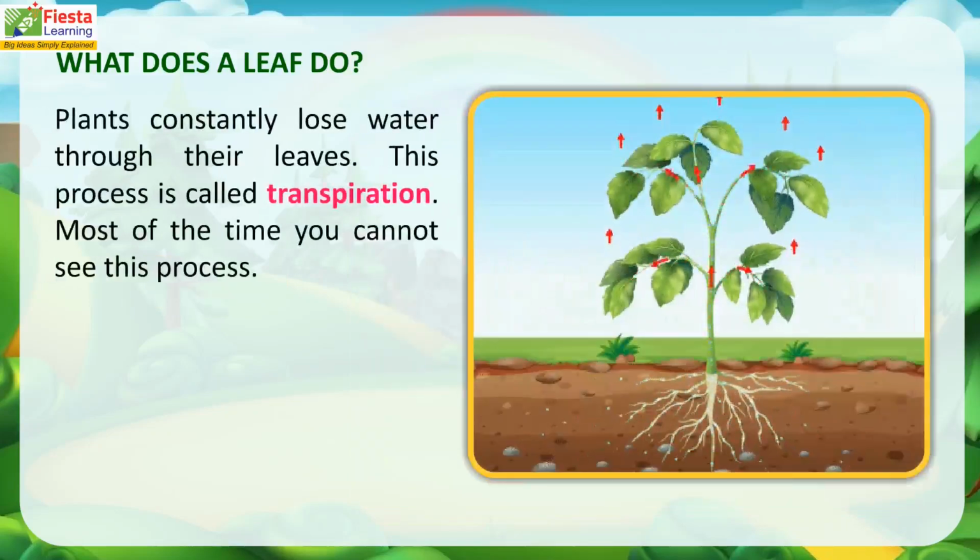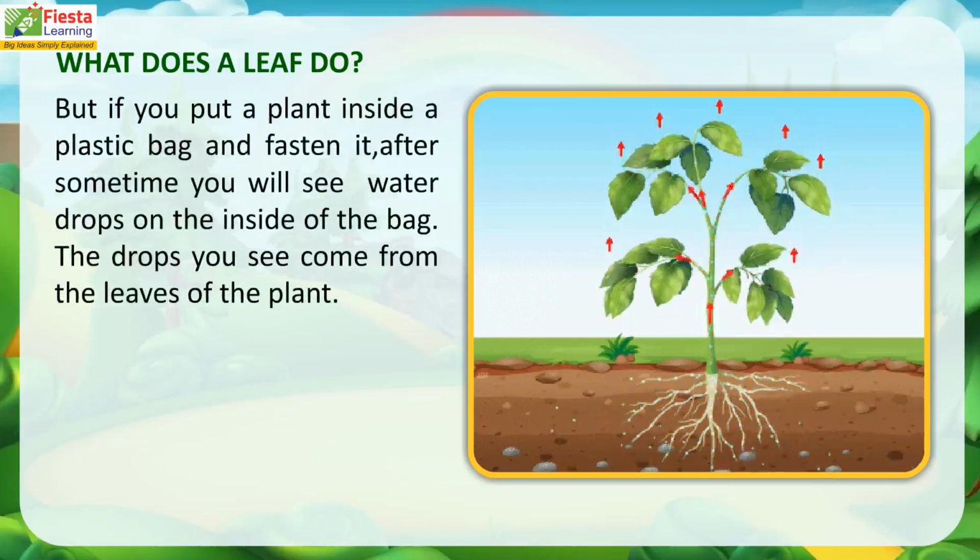Plants constantly lose water through their leaves. This process is called transpiration. Most of the time you cannot see this process. But if you put a plant inside a plastic bag and fasten it, after some time you will see water drops on the inside of the bag. The drops you see come from the leaves of the plant.